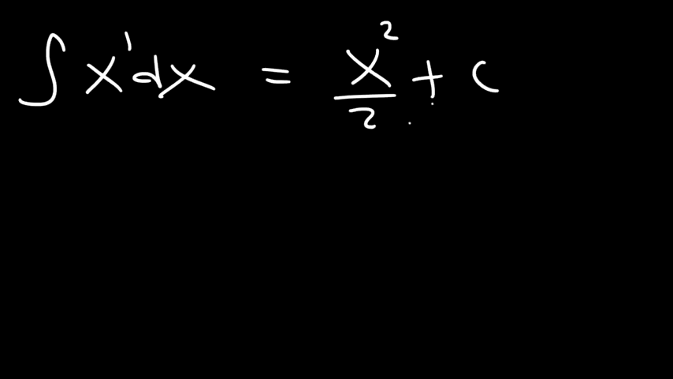Now, what is the antiderivative of x? What's the answer? So this is x to the 1st power. So it's going to be x squared divided by 2. And that's it for that one.